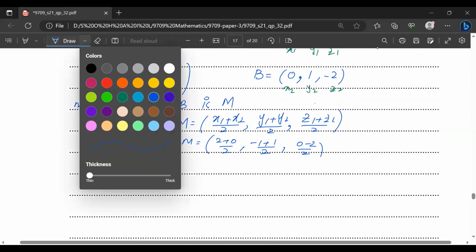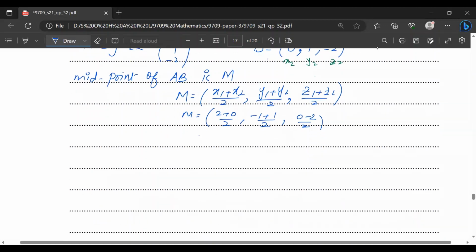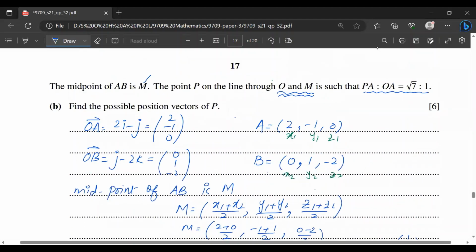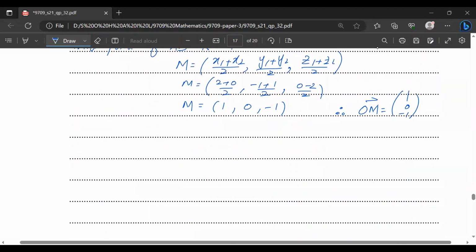So in this way, we have the coordinates of the midpoint M equals (1, 0, -1). So this is M, and therefore OM vector is (1, 0, -1). So this is the position vector of M. So we have the point M, and P lies on the line through O and M. So the line is passing through O and M. Let us find the equation for line OM.